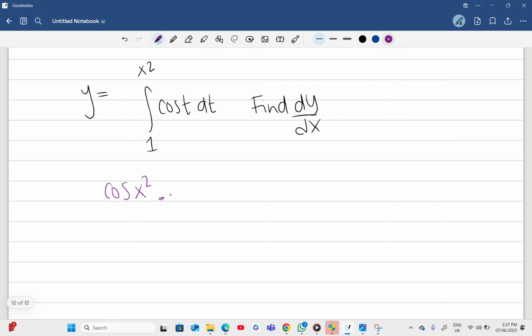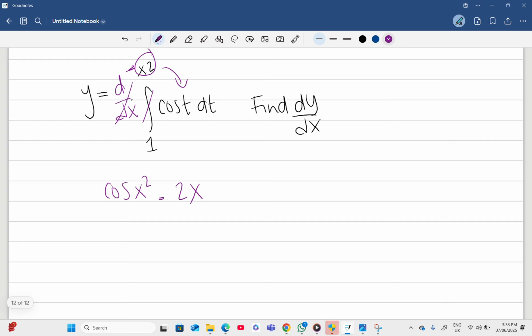Cosine x squared times 2x, which is my final answer. I just put the x squared here and I multiplied by the derivative of x squared. That's literally it. And just put d by dx and cross both of them. So I just put the upper limit, which is my x squared, into t. So cosine x squared multiplied by the derivative of the upper limit, which is 2x.